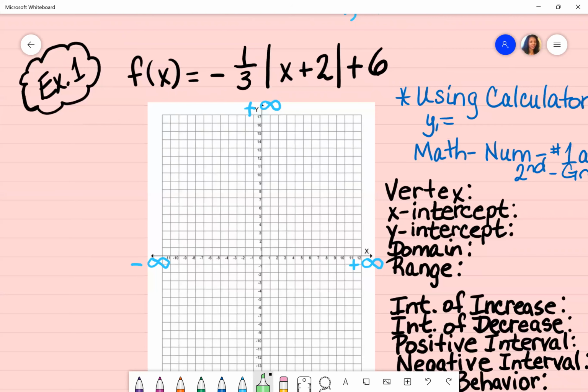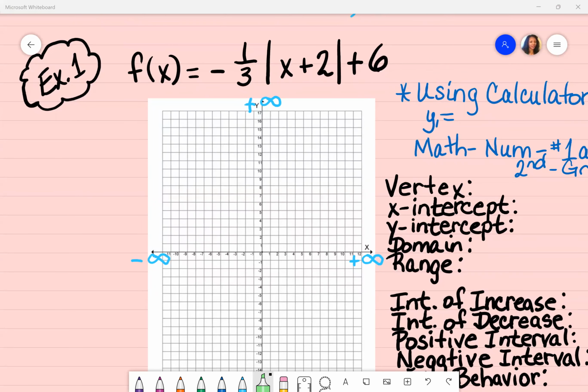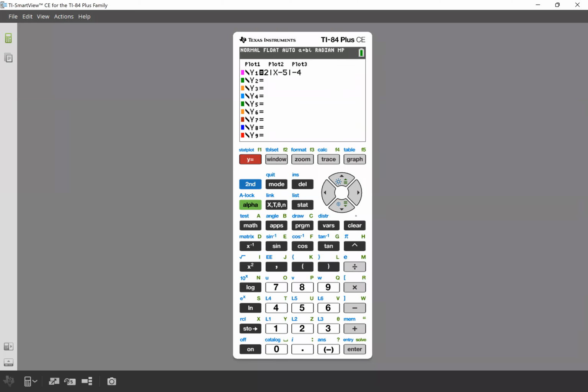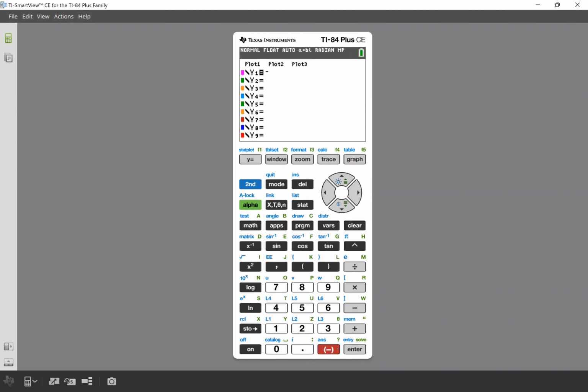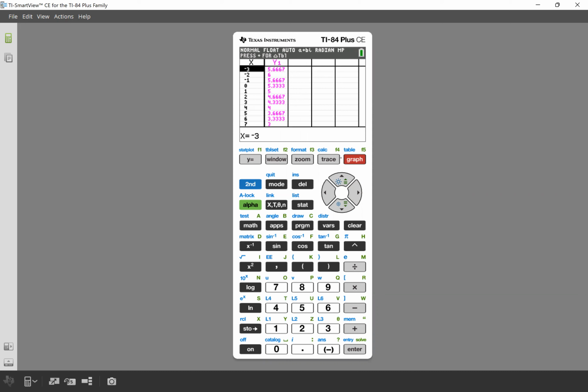Let's go to our calculator here, and I'm going to go ahead and clear out. I was in here putting things in already. So let's go ahead and type in -1/3. Negative is down by the enter button, 1 divided by 3. In order to get absolute value, press math, scroll to the right where it says num, and then number 1 is your absolute value. And then we're going to type in x plus 2. Arrow over, plus 6.